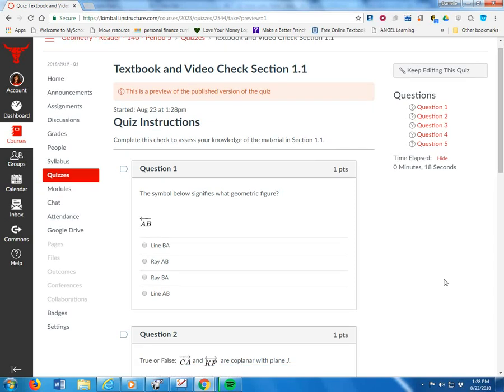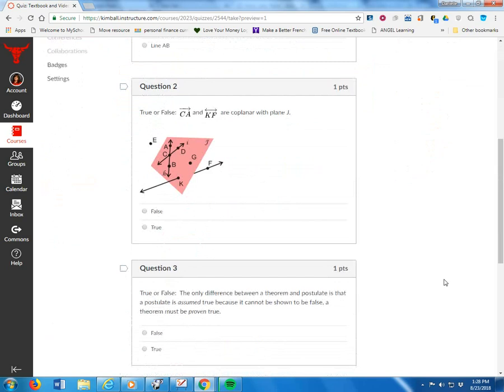Question 2, true or false? Ray CA and line KF are coplanar, meaning on the same plane. Coplanar means the same plane. Collinear means the same line. Are coplanar with the plane J. You see how they have the J and it's kind of tilted? There it is. Right, described. So is that true or false?